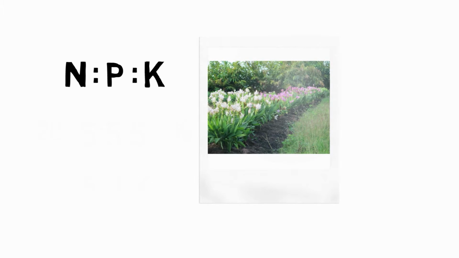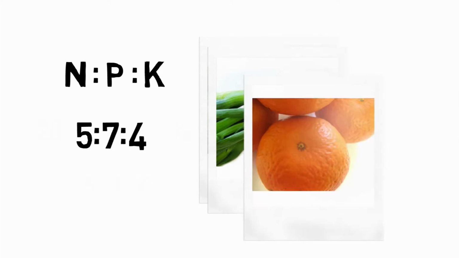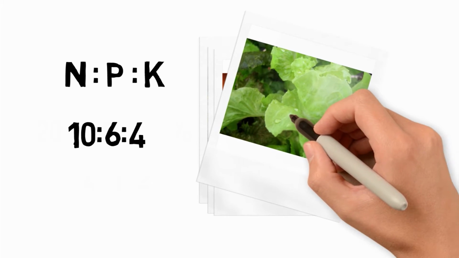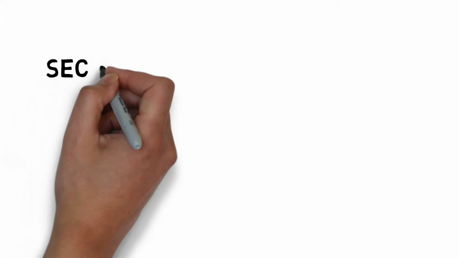A ratio that favours phosphorus, for example 5 to 7 to 4, is good for root development. This is really important for root vegetables, woody plants, flowers, and citrus. A ratio that favours nitrogen, for example 10 to 6 to 4, is good for stem veggies, leafy plants, and foliage plants, including grasses, herbs, and lettuce. Applying nitrogen can encourage plant growth over flowers and fruit. So, when you're selecting a bloom fertilizer, you would look for a ratio that is lower in N.